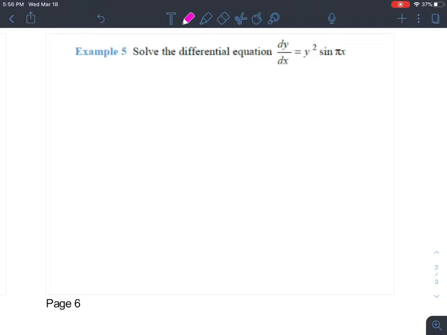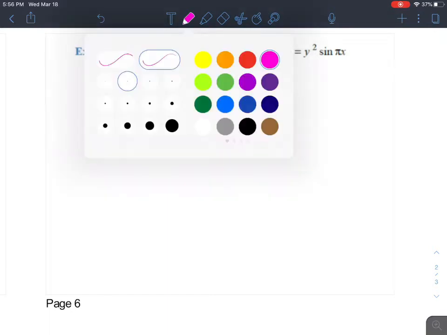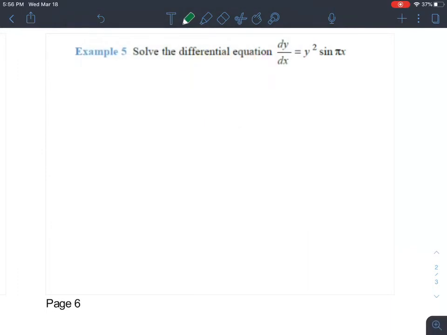So in this case, solve the differential equation dy over dx equals y squared times sine of pi x. Our first step is to, as the name implies, separate the two variables, x and y. So we're going to divide y squared over to the left side, and we're going to multiply dx to the right. So again, we're taking dx and moving that there, and we're going to take y squared and move it there.